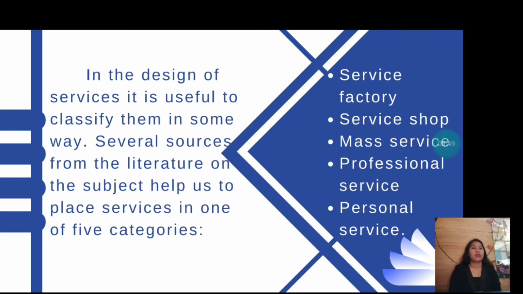So service factory, it is the factory that can be a source of customer service in addition to a place where products are manufactured. Next is service shop. So any building apart, therefore, where appliances, equipment, instruments, and machineries are sold or serviced or repaired. Next is mass service. So they provide service in like sa supermarkets, sa airports. Next is professional service.